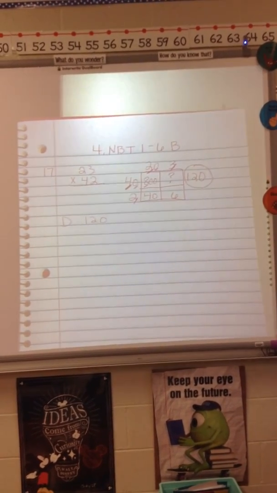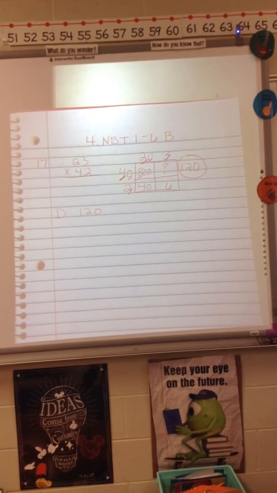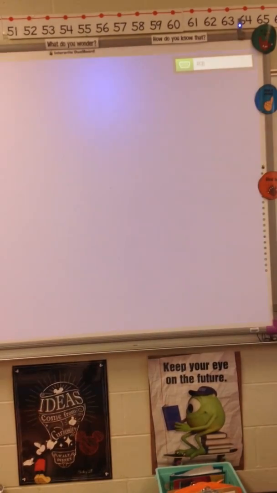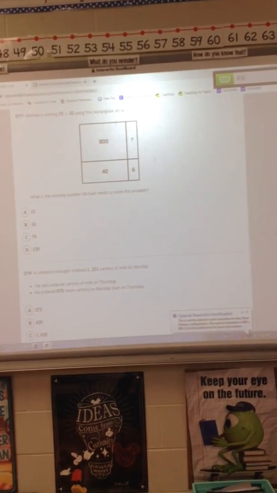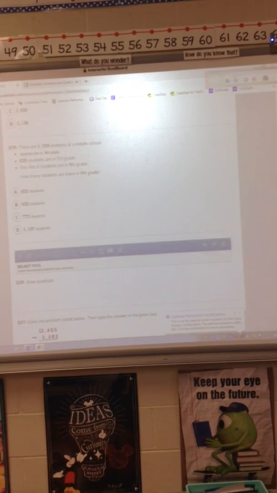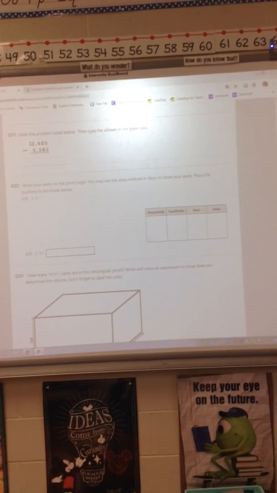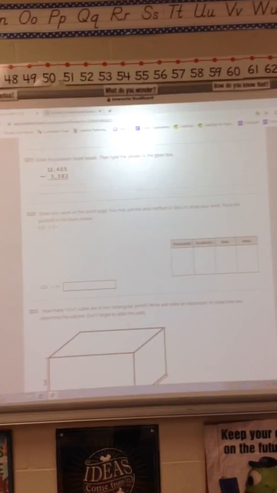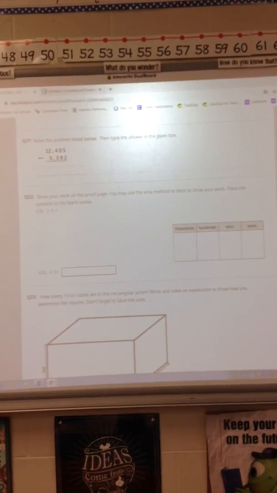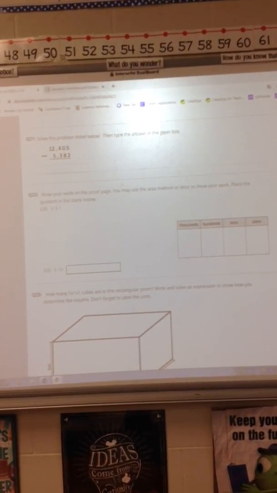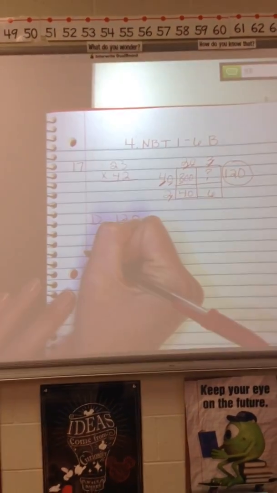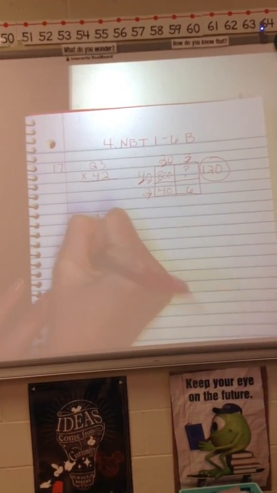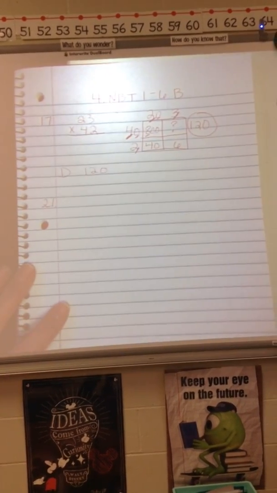Okay, and then I'm going to do another problem. Let's go back to our Edge Elastic test. Number 21. 21 is a subtraction problem. It says solve the problem listed below, then type the answer in the given box. So I'm going to go back to my math journal because I have to work out all of my problems. I do not want to ever guess. So this is number 21. Make sure you keep your math journal organized.